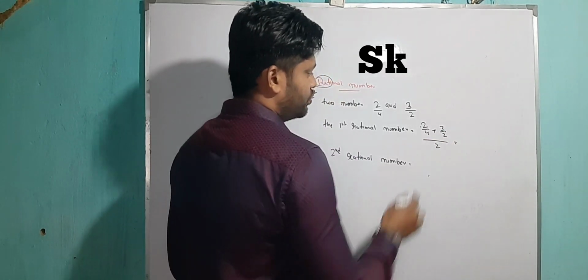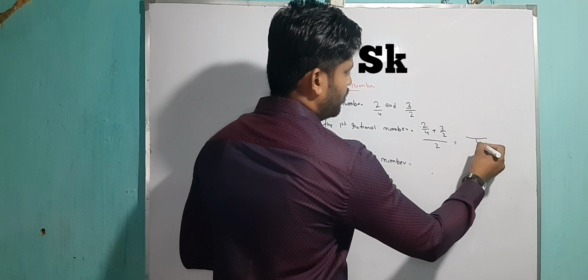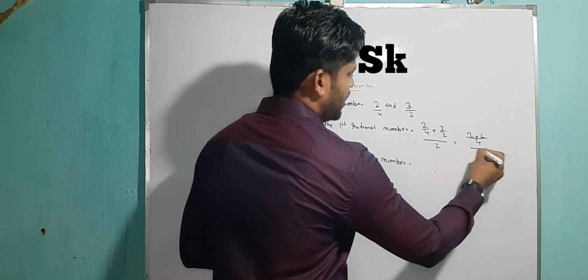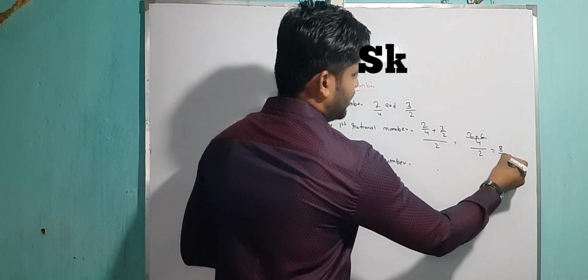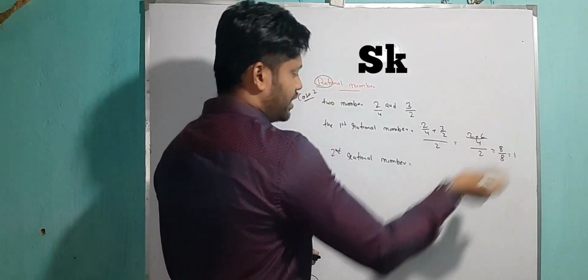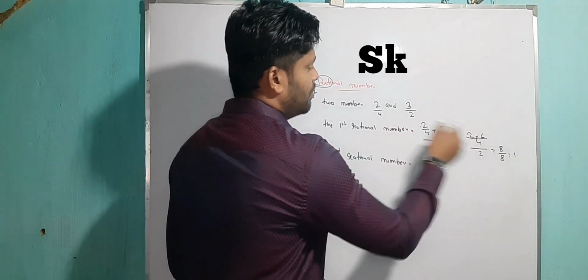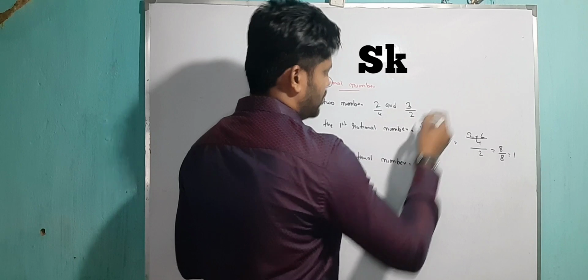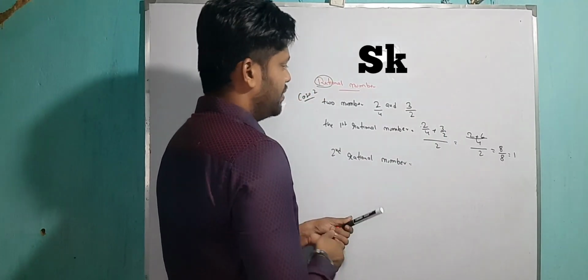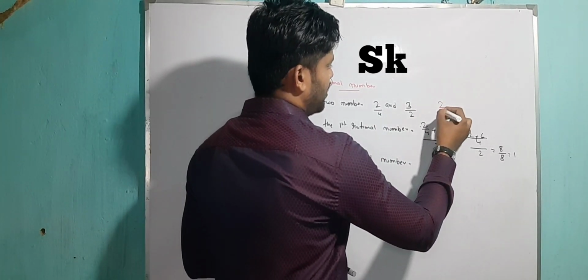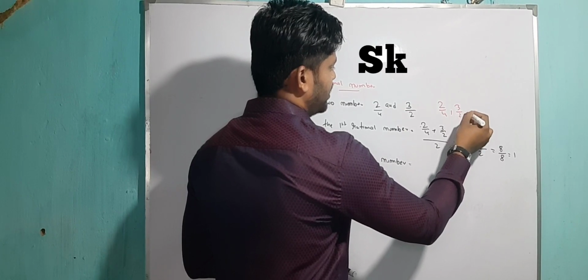So take out the LCM. 4, 2 plus 6 by 2. So 8 by 8, so the answer is 1. So the next number again you have to use. These are the two numbers, and the third number. These two you have already used. Let me write. The numbers are 2 by 4, 3 by 2, and now I got 1.